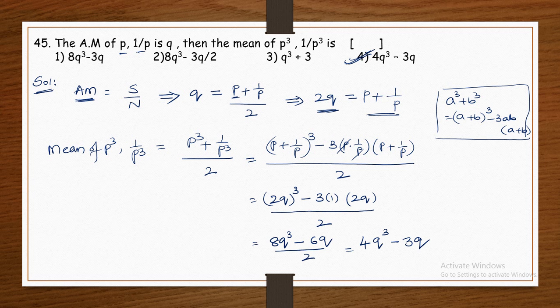Right? I hope you have understood, right? So this is nothing but the formula which I have used here: a cube plus b cube can be written as a plus b whole cube minus 3 times ab into a plus b.